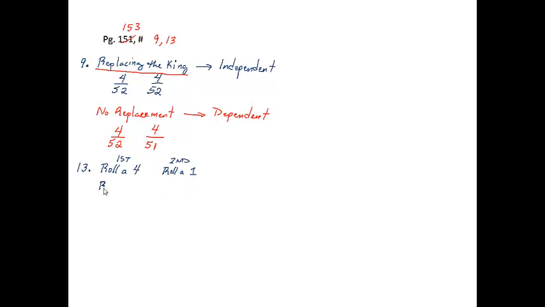Well, let's say I roll a 2 on the first roll. Then I would need to do what? Roll a 3 on the second. You see these events? They rely on each other, or the second event relies on the first. Therefore, these are dependent.